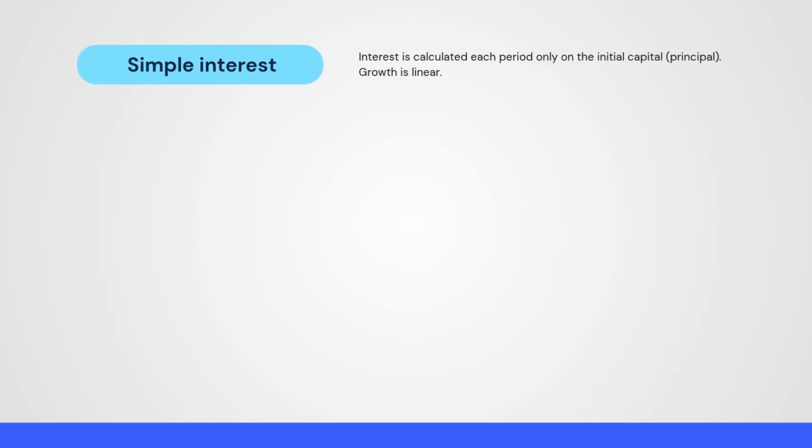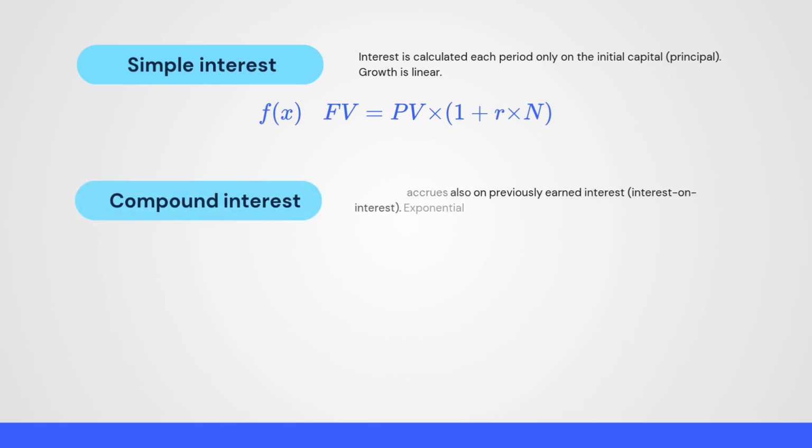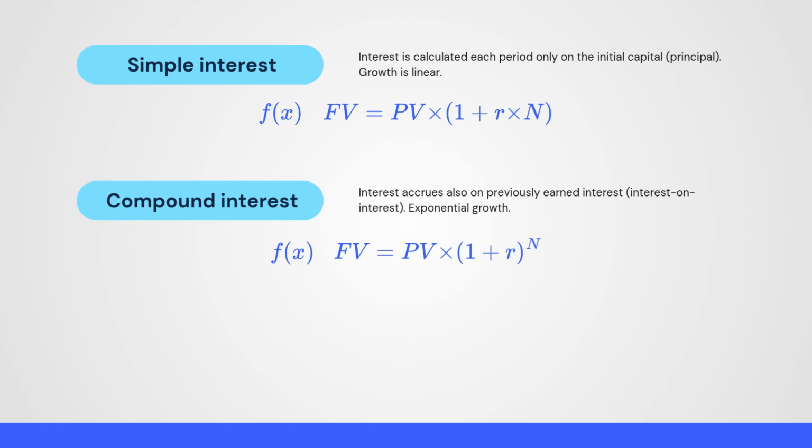It helps to contrast 2 ways interest can be calculated. With simple interest, you earn interest only on the original principal. Future value equals present value, times 1 plus R times N, so growth is linear. With compound interest, you earn interest on your interest as well. Future value equals present value, times 1 plus R raised to the power N, and growth is exponential.